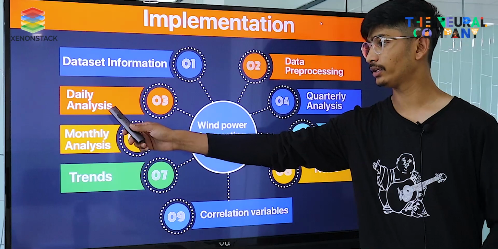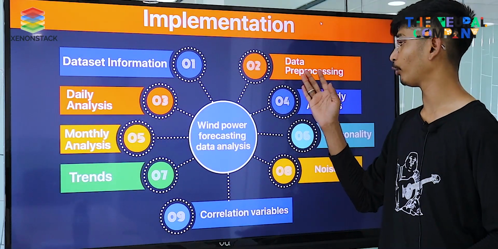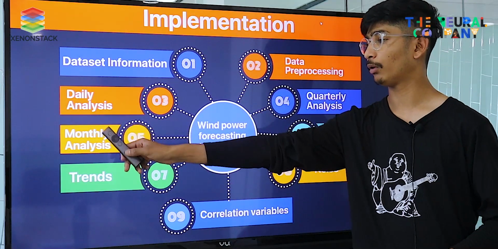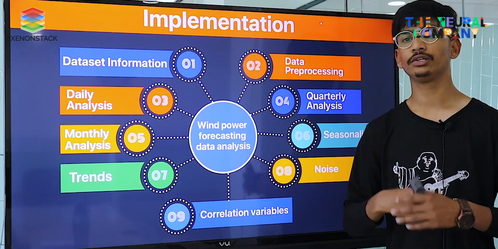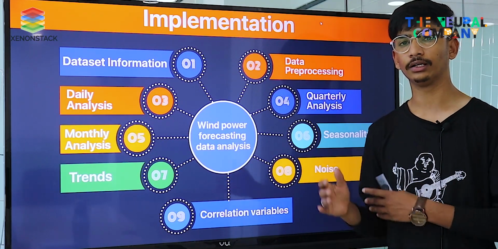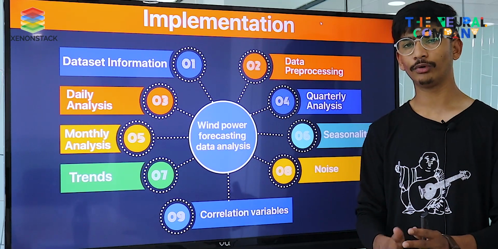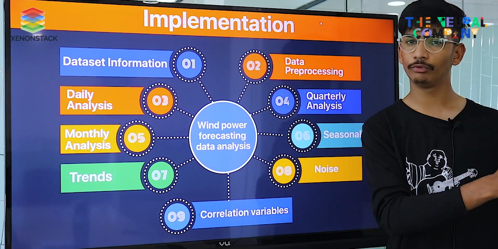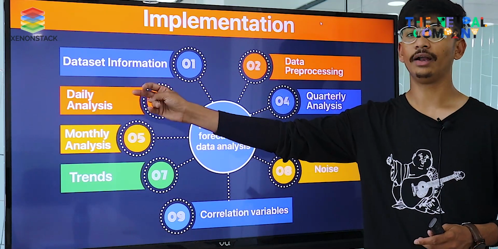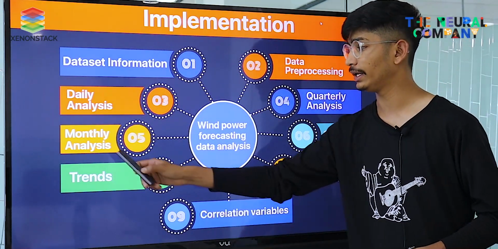Now the third point: after the preparation of data, I have performed daily analysis on the data, like how my wind data is changing over a daily period of time. Like today, the value was this, and after 1 day or 2 days, what was the value? So I have performed that analysis, and after that, I have performed the monthly analysis.